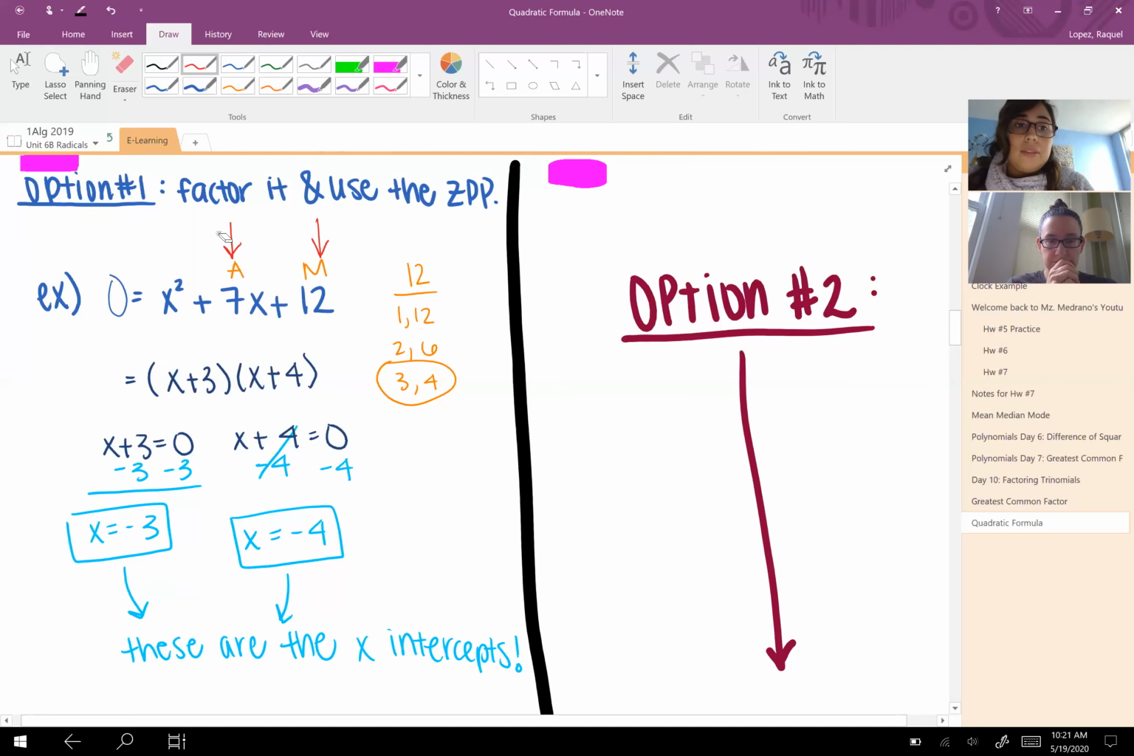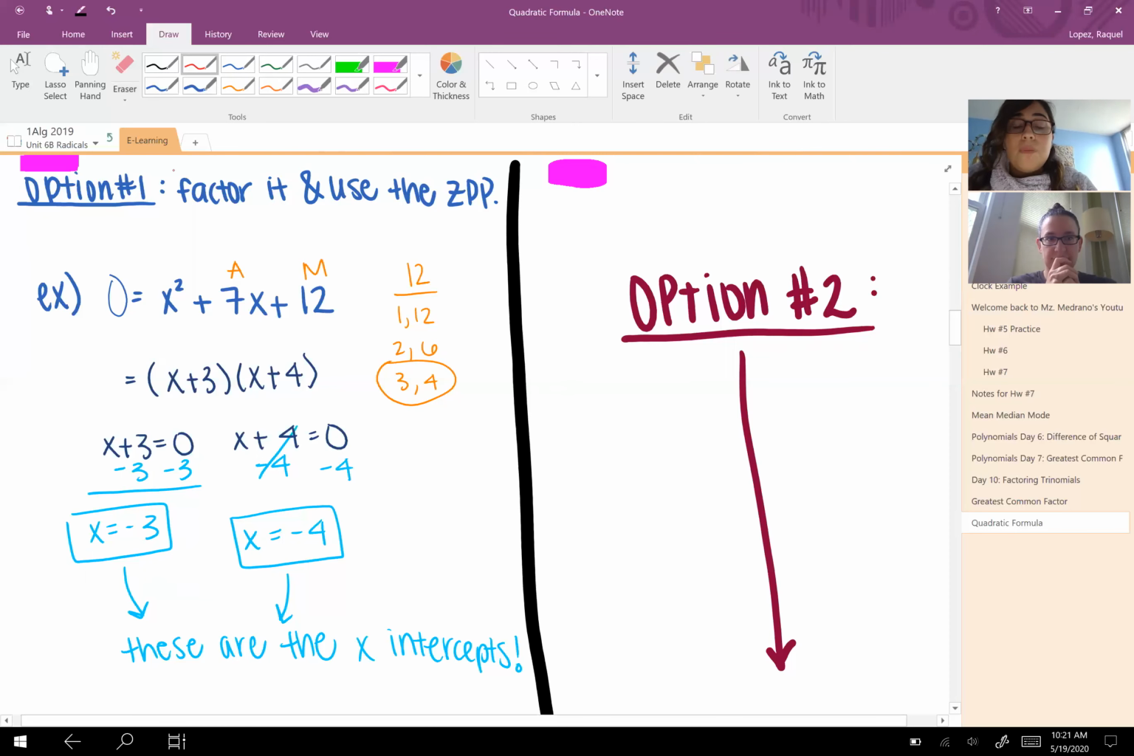I always like to write the A and the M, like AM in the morning, just because it keeps it in order in my head. And the A, I just want to point out, always goes with the x term. Sometimes those two things might be reversed. You always want to write it x squared, then the x term, and then that last number, the constant.